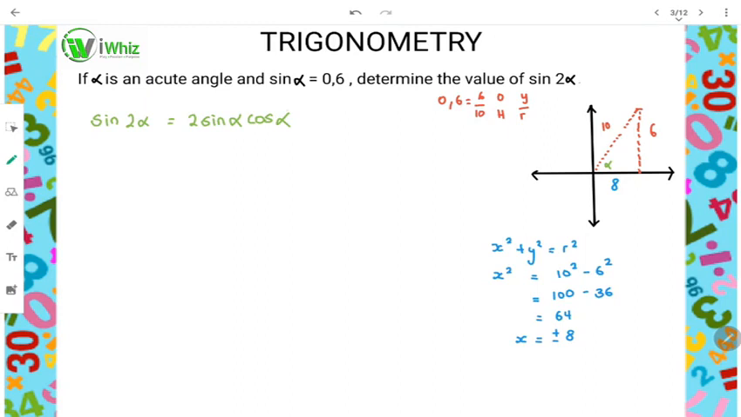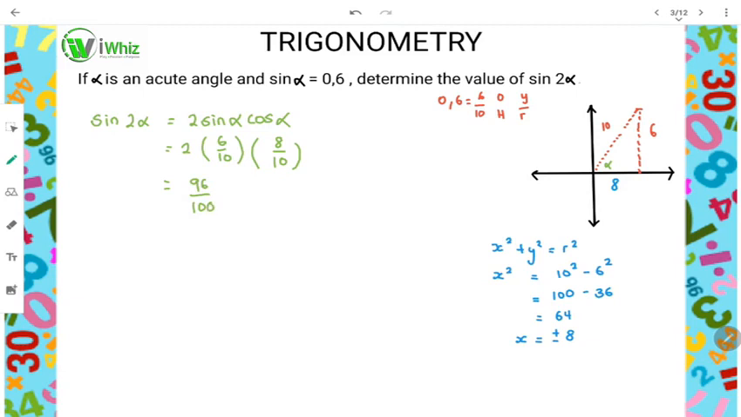So according to cos alpha, what would we have? Cos alpha is adjacent, which is 8, over hypotenuse, which is 10. So that's going to give me 2 into sine alpha, which was 6 over 10, and cos alpha, which gave me 8 over 10. Once I do that, I end up with an answer of 96 over 100.